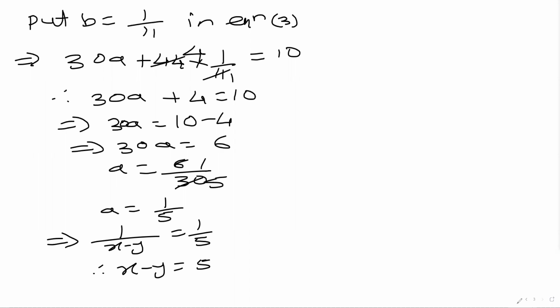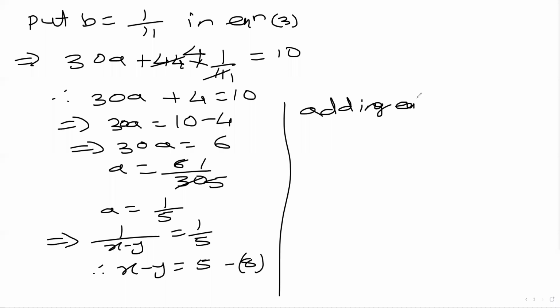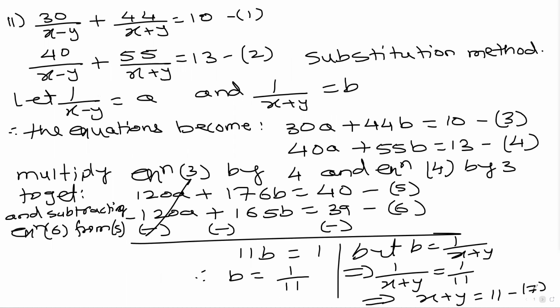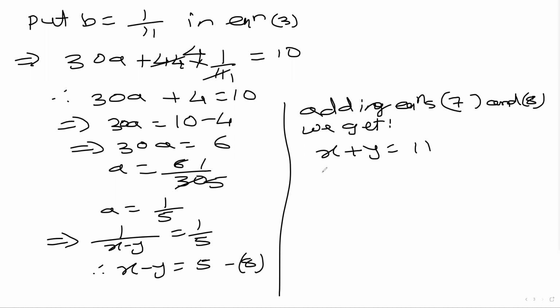What do we call this equation? Equation 8. Okay. Now again, same thing. Adding equations 7 and 8. We get, what do we get? x plus y is equal to 11 and x minus y is equal to 5.